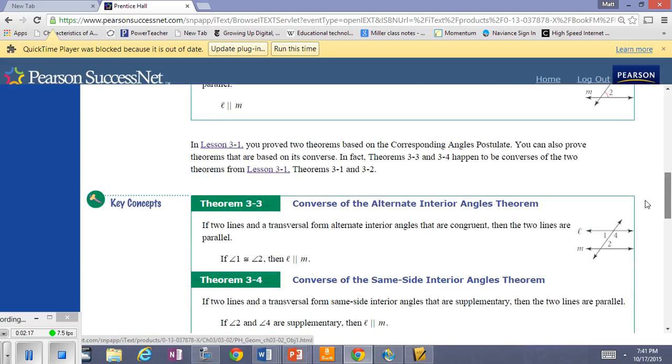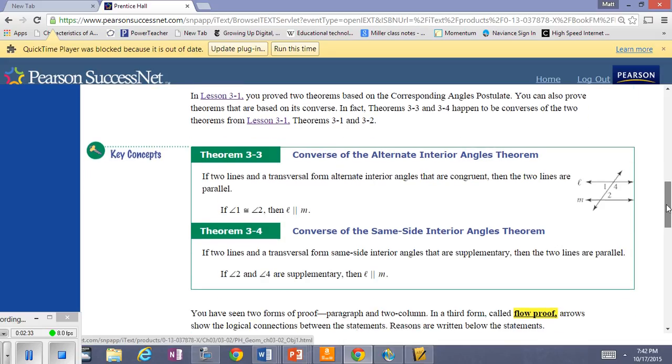Theorem 3.3 says the converse of the alternate interior angles. So again, if two lines and a transversal form alternate interior angles that are congruent, then the two lines are parallel. Okay, and Theorem 3.4 states the converse of the same side interior angles, so that if two lines and a transversal form same side interior angles that are supplementary, then the lines are parallel.